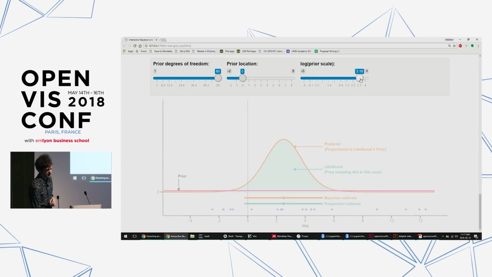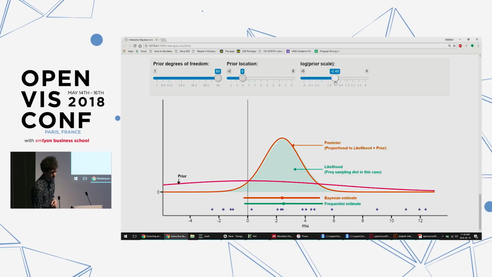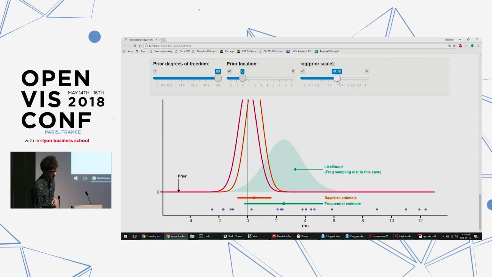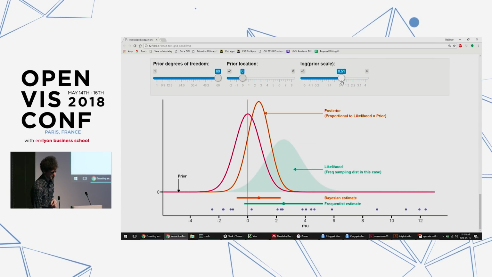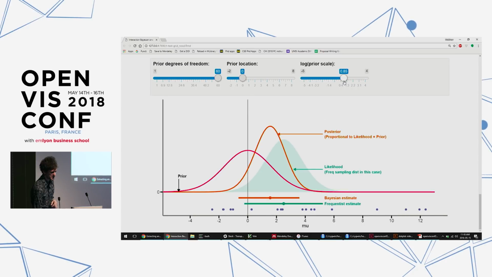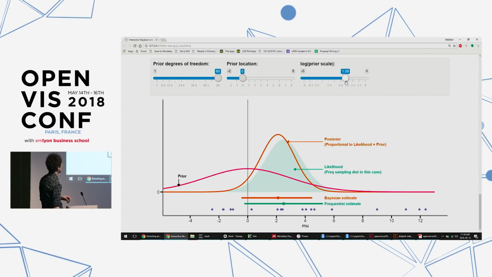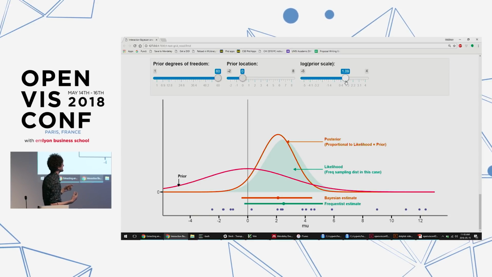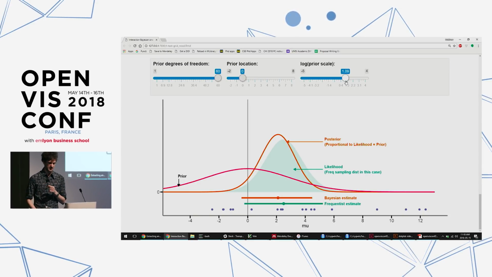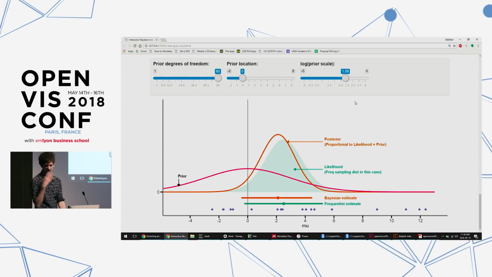And as I make my prior a little tighter, my posterior will shrink towards 0. And so I'm essentially trying to balance what I know before looking at the data with what I learn from looking at the data. Okay, so that's a basic idea of Bayesian analysis.